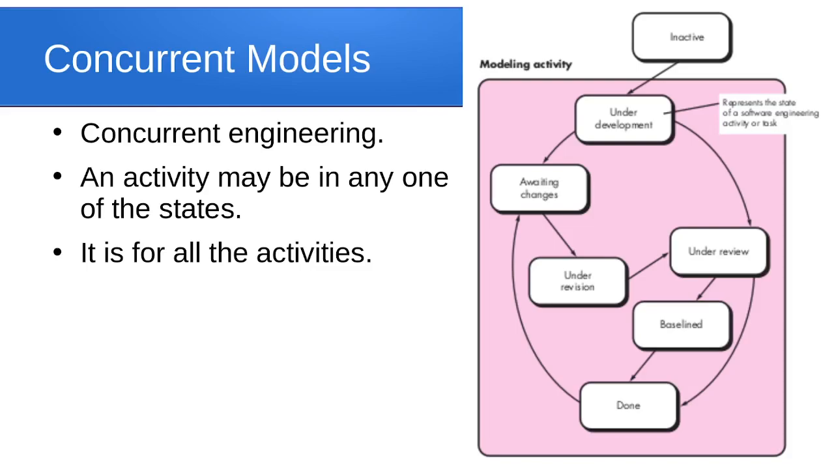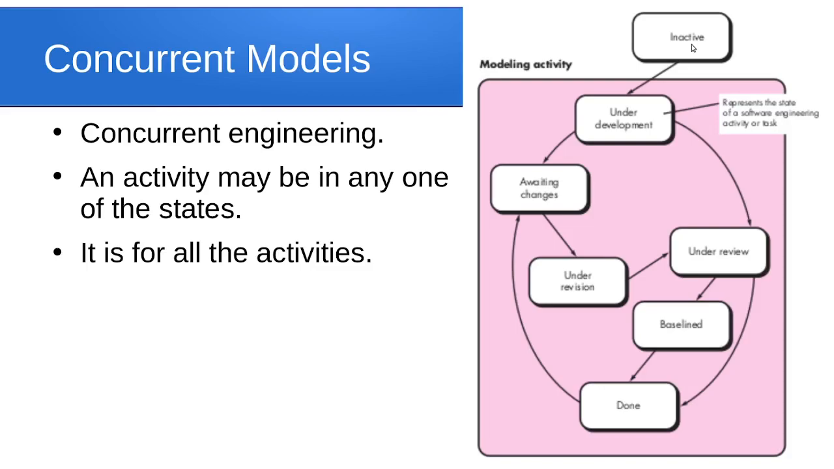These activities, as the 5 activities we have seen, let us consider the communication activity, planning activity, modeling activity, and construction activity. These are the activities. Here in this diagram we are showing just the modeling activity, where you can understand that all the framework activities, basically all the activities, are in any one of the states. Either they are inactive, while communication was going on, maybe modeling was in an inactive state.